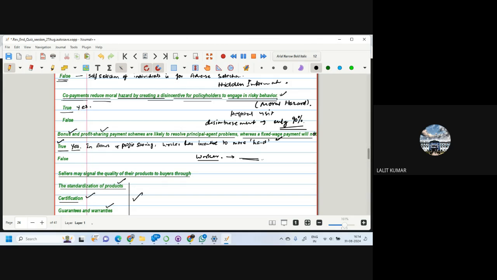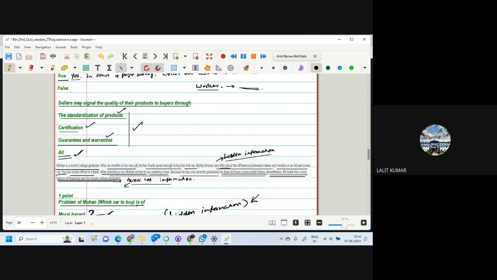Bonus and profit sharing payment schemes are likely to resolve principal agent problems, whereas a fixed payment will not. Again, this has come from theory, where there was an example of a woman and a worker. If you give bonus and profit sharing to that worker, he works hard, so they are likely to resolve the principal agent problem. With fixed pay, he doesn't work hard.